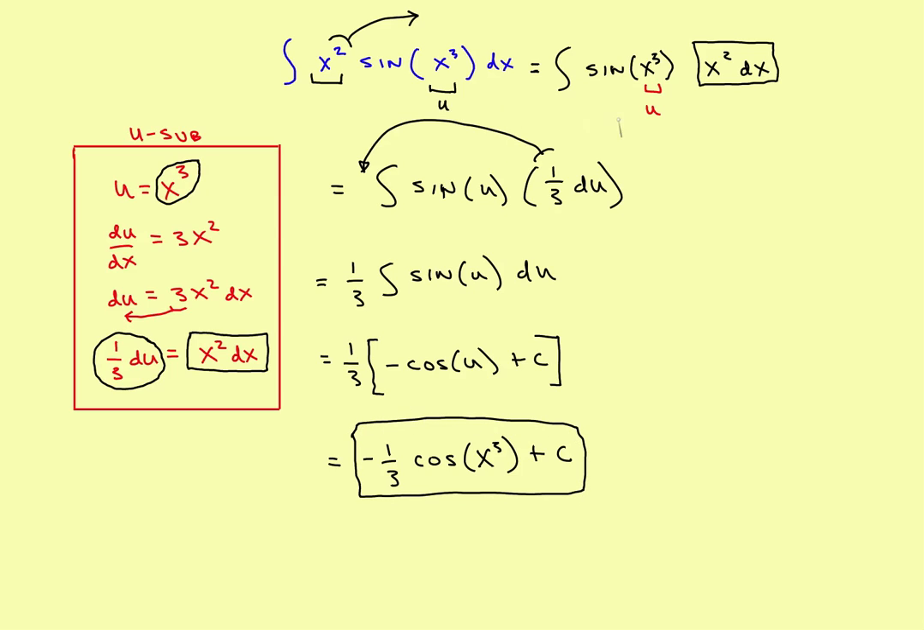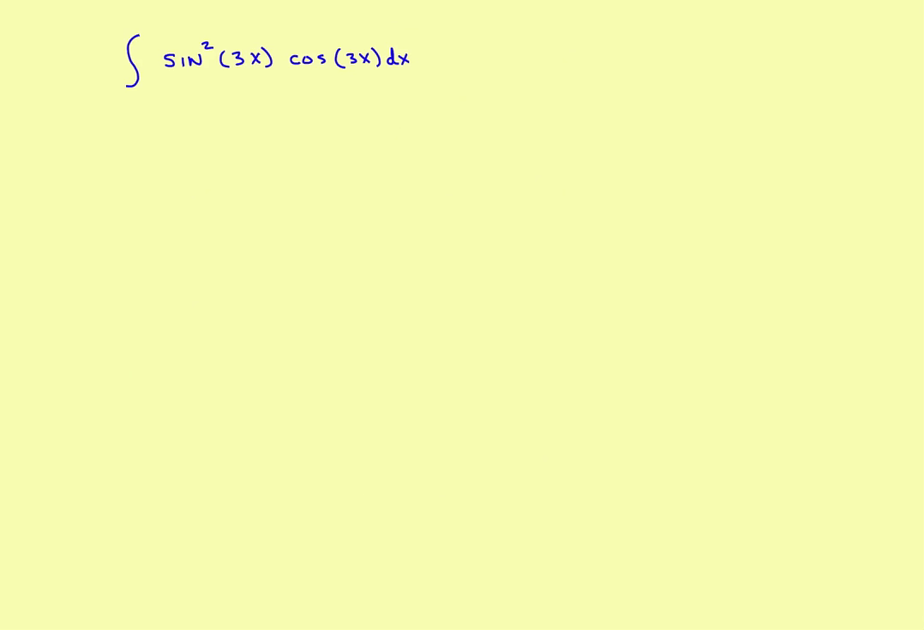So on this problem, you let u be equal to the argument of the trig function. Now sometimes you'll let u be equal to the trig function itself, and let's look at the difference in these. So sometimes you'll let it be equal to the argument of the trig function, and you'll see in the next problem, sometimes you'll let it be equal to the trig function itself. So let's take a look at that problem.